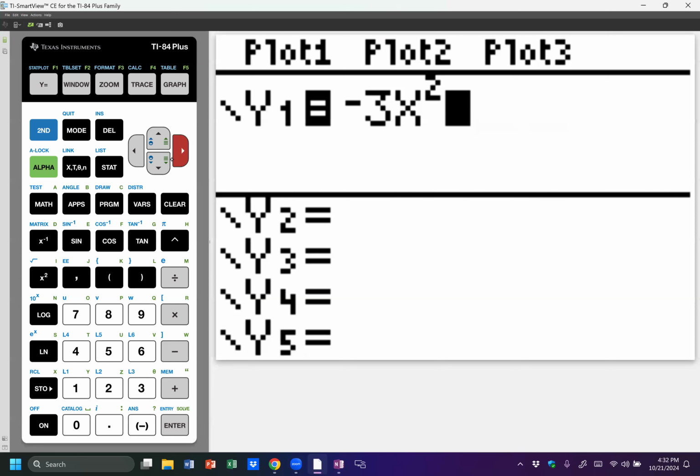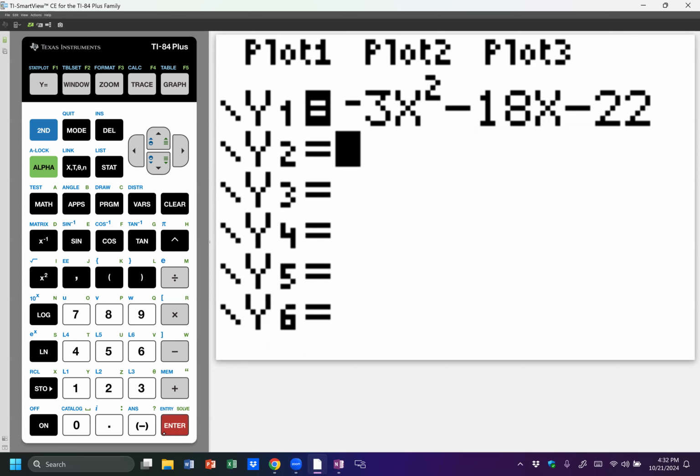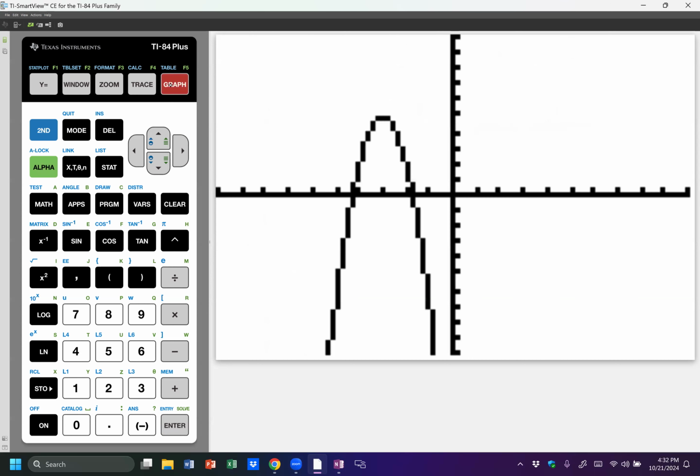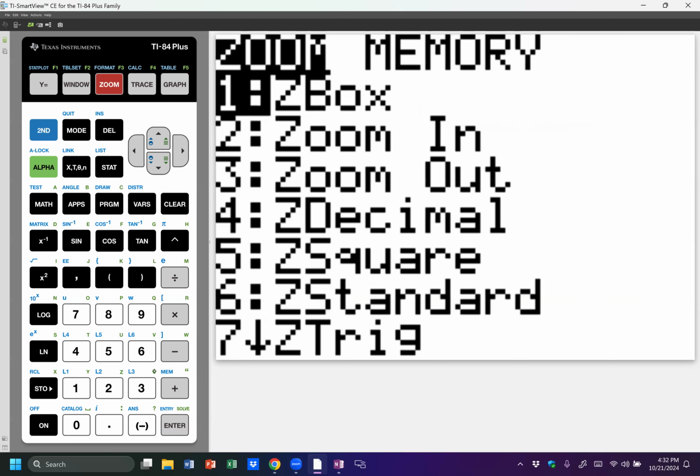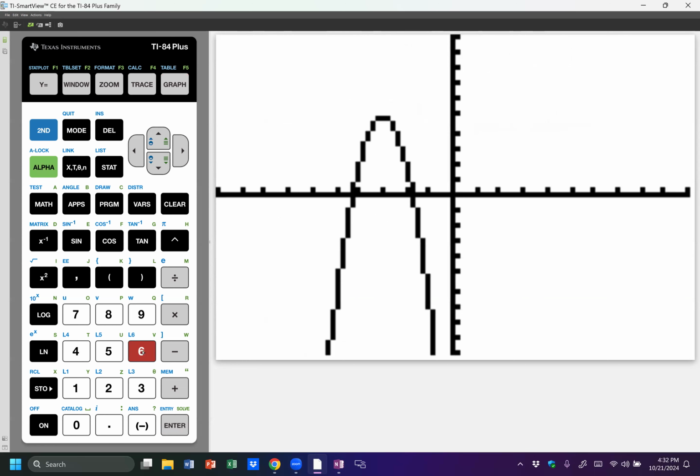Now we have a -18. Make sure you put a -18, and then your x, and another minus, not a negative, but a -22, and hit enter. So there's our equation. Double check, make sure your equation matches what's on your paper. You need to make sure they're the same. Then we push the graph button so we can see our graph. Again, if the graph looks weird, push zoom and go to number 6, which is standard, and it will get you back to this window.